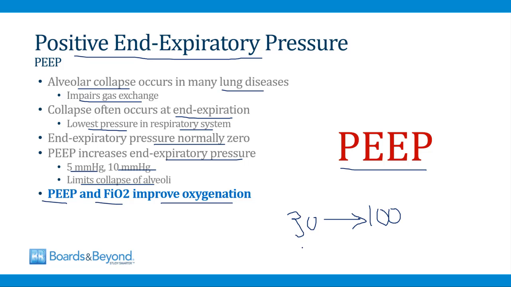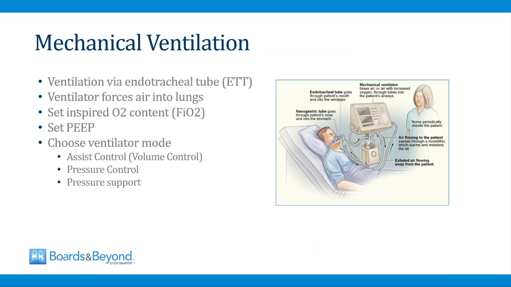The same thing happens with PEEP. If we go from a PEEP of 0 to a PEEP of 10, then we are going to improve oxygenation. PEEP is another tool available to any patient on a ventilator to improve oxygenation, just like raising the FiO2. So back to this slide, for any patient on a ventilator, you can set the FiO2 and you can set the PEEP. Once you've done those two things, you need to choose the ventilator mode, and that's what we're going to talk about now, these three different ventilator modes.